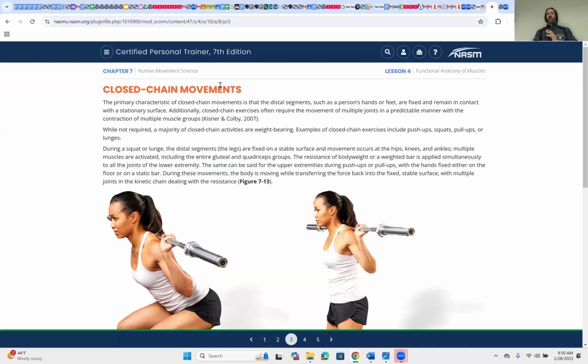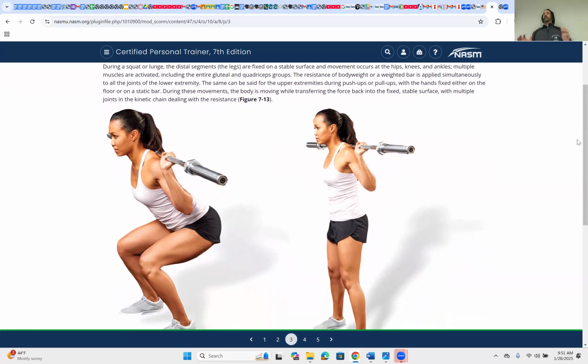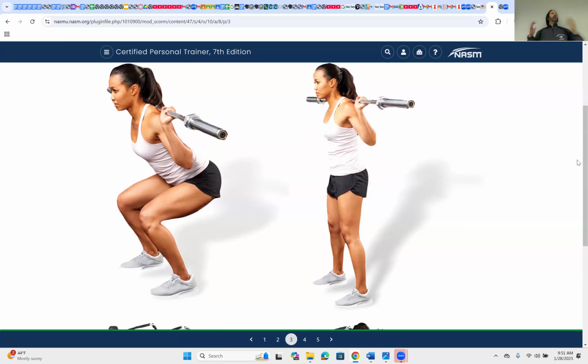So, a squat. Put examples of exercises. Squat. What else could you think of that would be a closed chain exercise? What'd you say? Deadlift. Okay, good. Deadlift. Now, here's one thing about that. Good. That's correct.